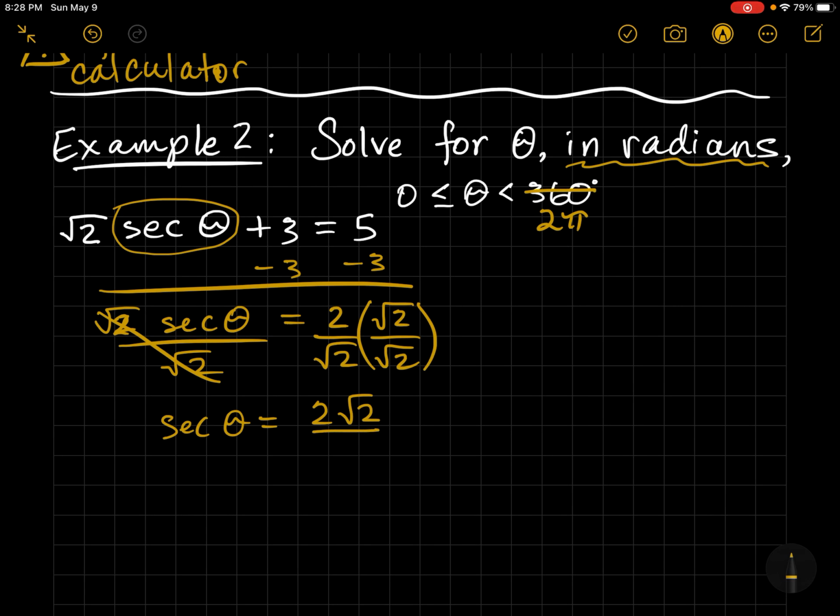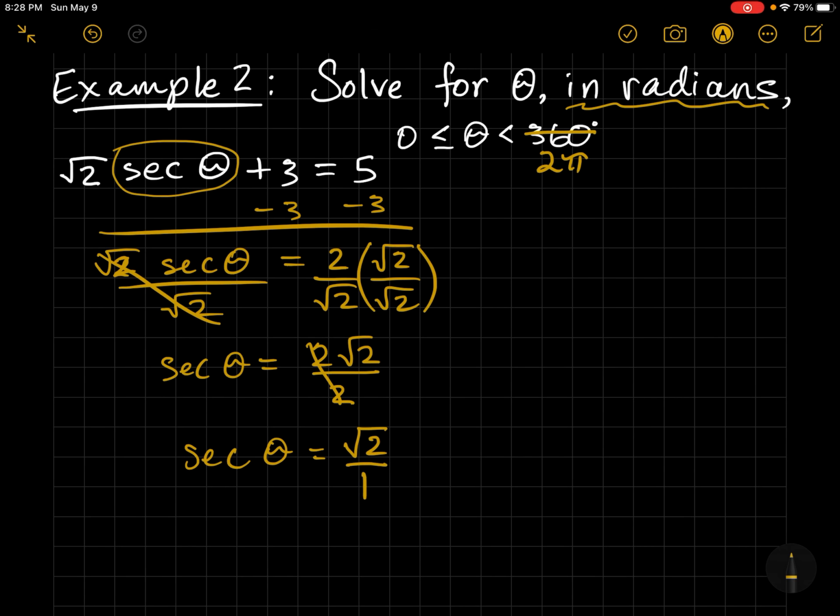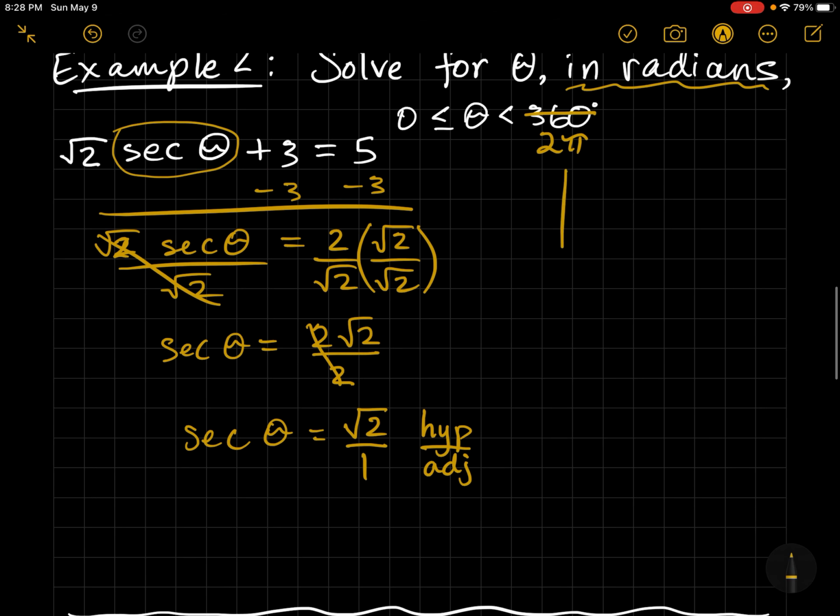And so that's going to be 2 radical 2 over 2. Oh, cool. So this is just secant of theta equals the square root of 2. I like my ratio to look like a ratio, so I always like to drop it over 1. So now secant is hypotenuse over adjacent because it's the reciprocal of cosine. So now I'm going to make a triangle.